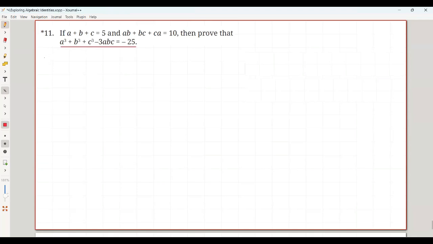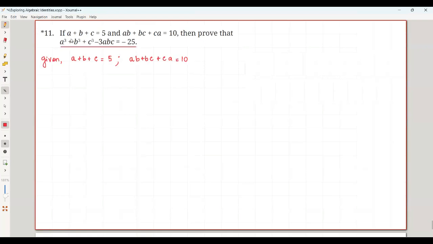First, you just write the given conditions. Given a plus b plus c is equal to 5. Next, ab plus bc plus ca is equal to 10 is given.